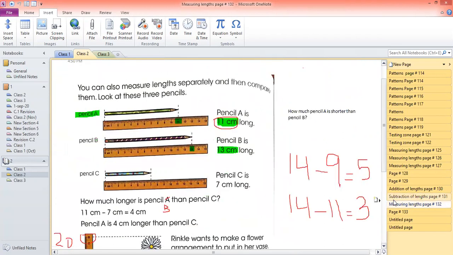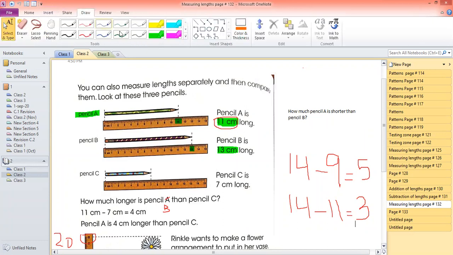Another method is a very easy method. If you have to compare three pencils, compare their lengths and write them down. Like this is pencil A. What is the length of this pencil? 11 centimeter. Then you have pencil B. What is the length of this pencil? 13 centimeter. Then you have the third pencil, which is pencil C. What is the length of that pencil? That is 7 centimeter.